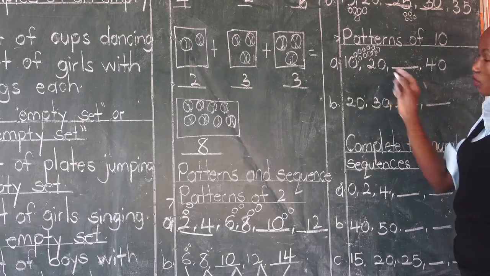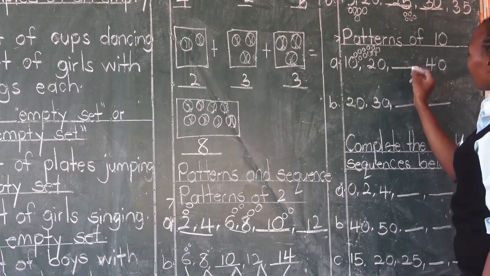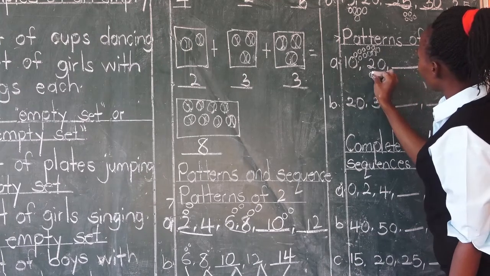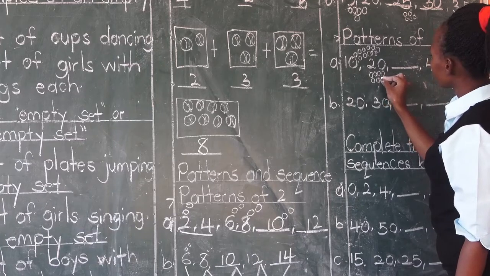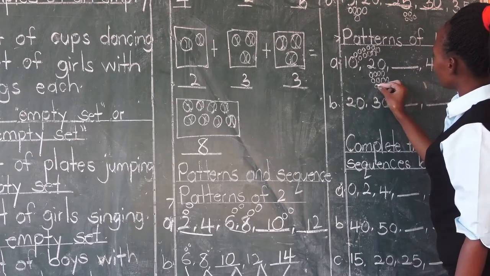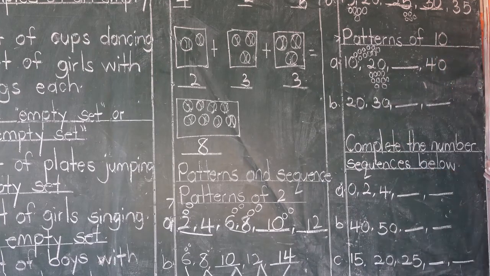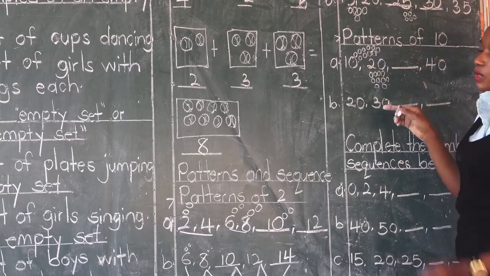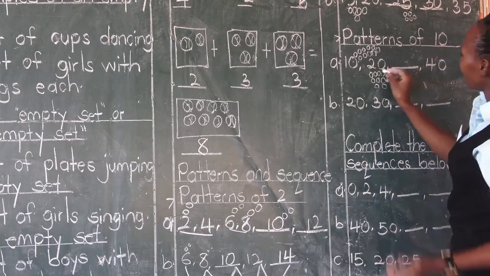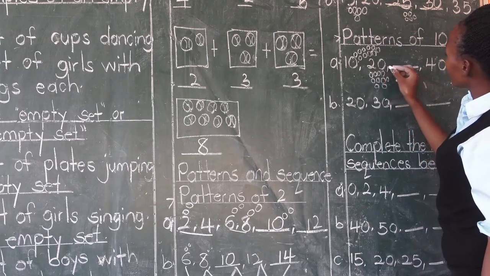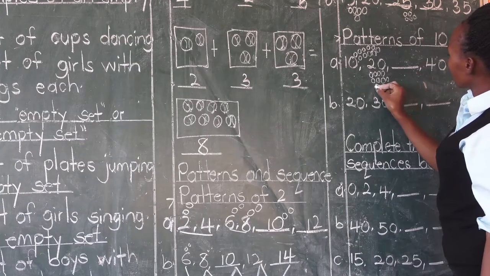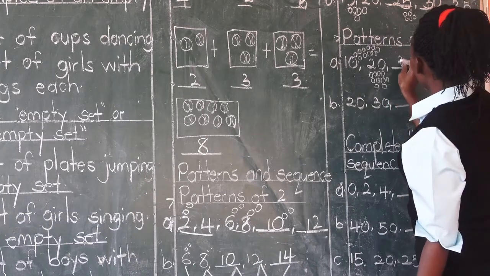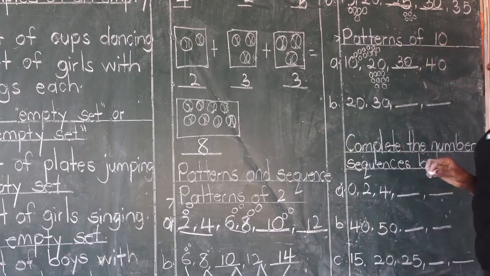Now, even here, we are going to add 10 balls and find the missing number. Let's first draw the 10 balls. 1, 2, 3, 4, 5, 6, 7, 8, 9, 10. After doing that, now let's add them on 20. Still, we've said 20 in our head. Now 21, 22, 23, 24, 25, 26, 27, 28, 29, 30. The missing number here is 30.